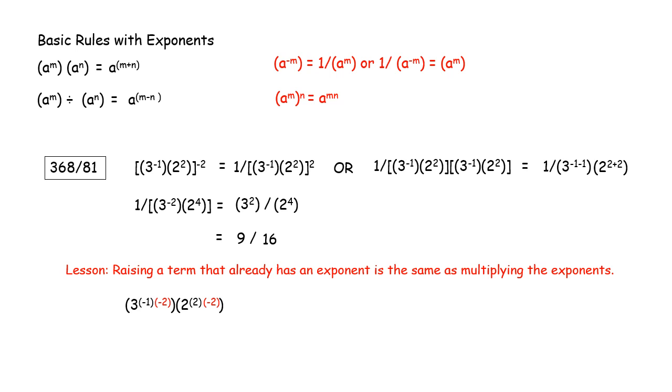The base 3 raised to the negative 1 times negative 2 is positive 2, so it'll be 3 to the positive 2 squared. And then the 2 raised to the 2 times the negative 2 is the negative 4, so we'll have 2 to the negative 4. To clean up the negative 4 exponent of the base 2, we can rewrite this. 3 squared can stay in the numerator, but 2 to the negative 4 being in the numerator will now be in the denominator. And that's the same solution as above.